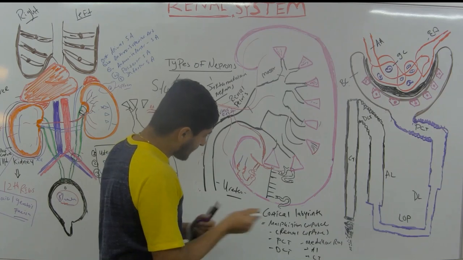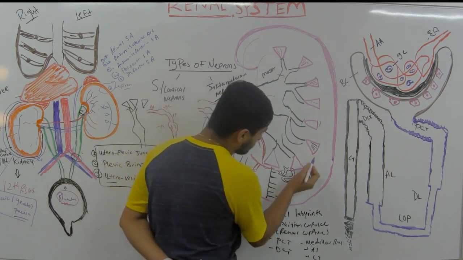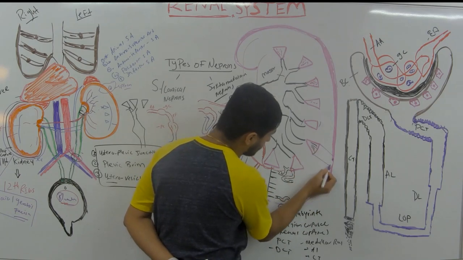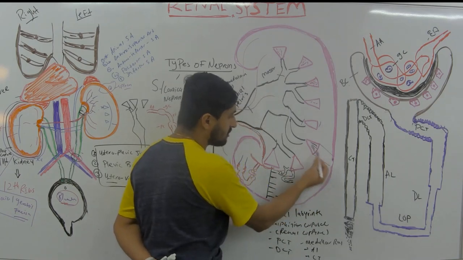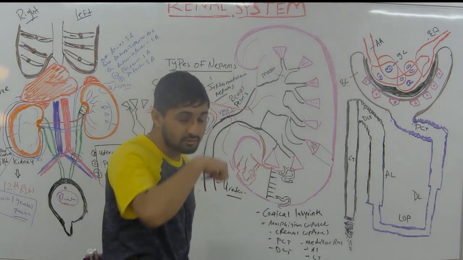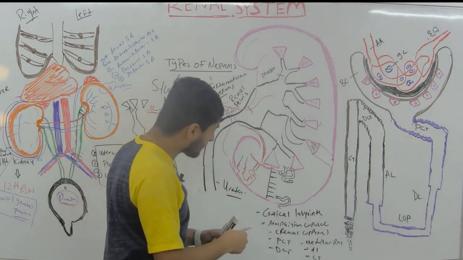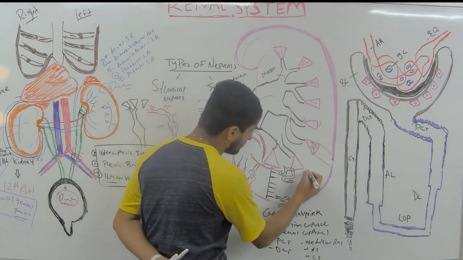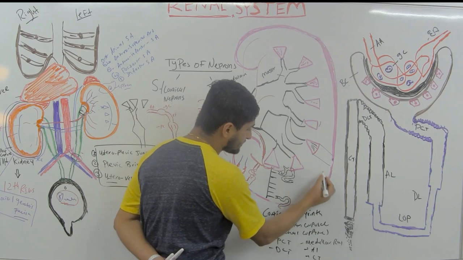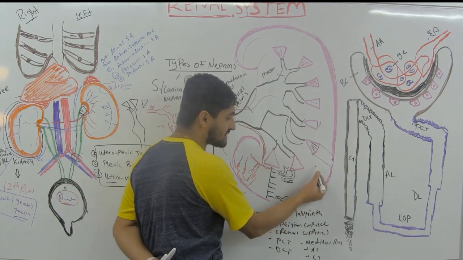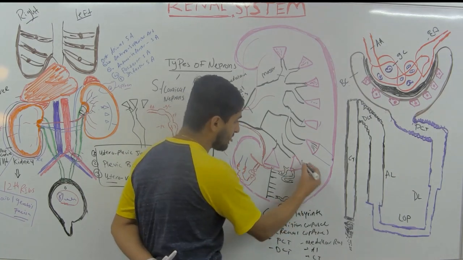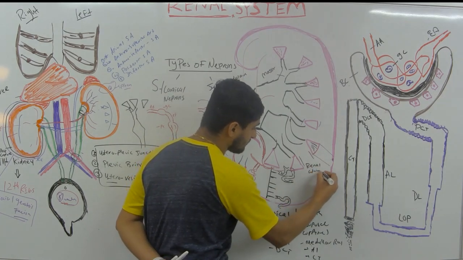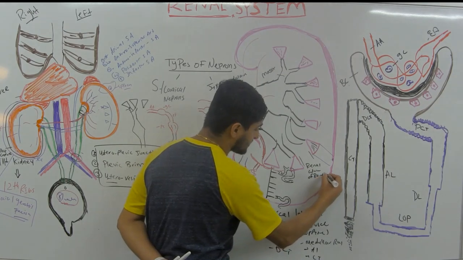Now, when we hold this structure from down here to this part, with the cortex and one pyramid, we call that the renal lobe, okay? And if you look at the space between these two, right here, some of the cortex can extend out into here. This space is called the renal column of Bertini.